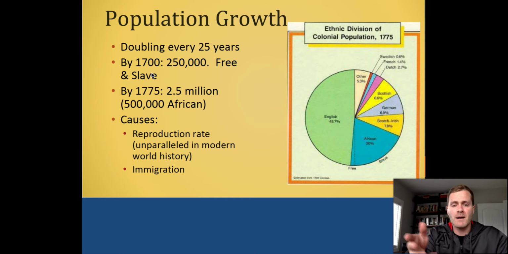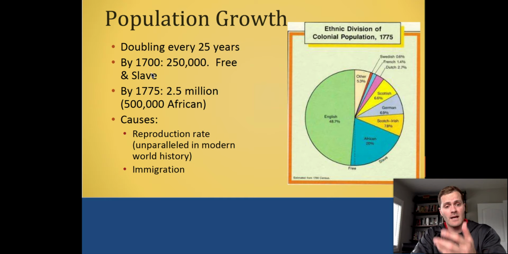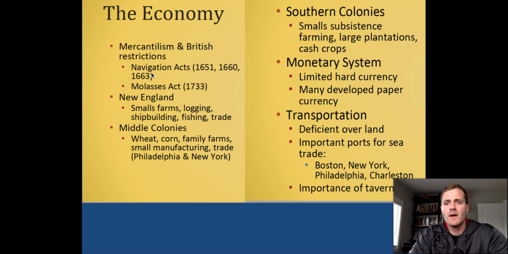By 1775, 20% of those in the colonies are African. And of those 500,000 Africans or African Americans who are in the colonies, about 450,000 are slaves. Why does the population grow so rapidly? It's twofold. One, the reproduction rate. People are having more children in the colonies, specifically in New England and some of the middle colonies. The second reason, of course, is immigration, as a lot of people are leaving Europe for the opportunities that are provided in the New World.